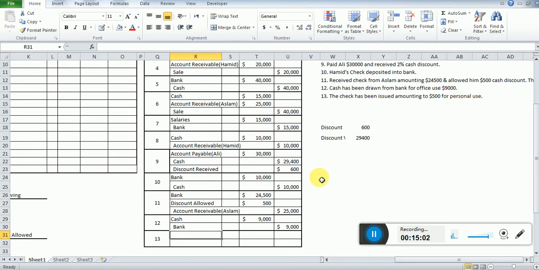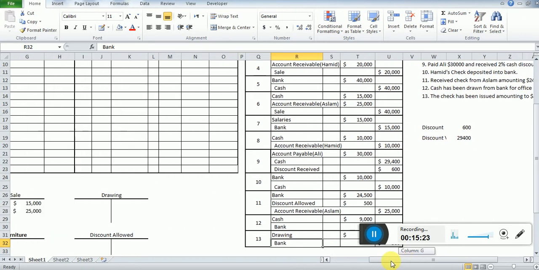So that is why you have to debit the drawing account, and you have to credit the bank. So how much is drawing? That is $500, and the bank should be credited $500. So why is drawing account debited? Because it is a decrease in our capital, and that should be debited, and bank is our asset account that decreased, so that is why that should be credited.